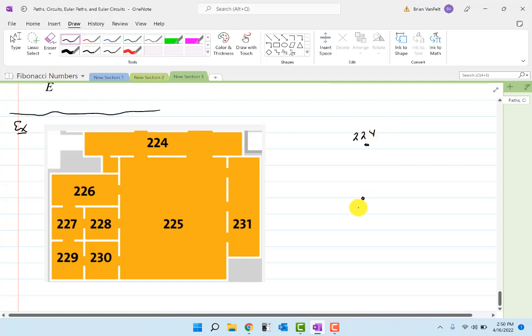So for example, take a look here. Going from 224 to 225, there are 2 ways, so I'll just draw 2 of these.